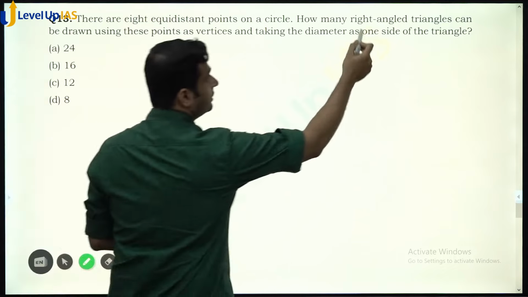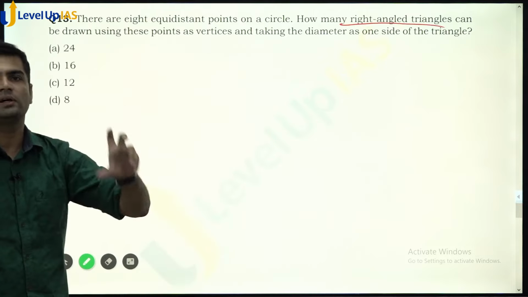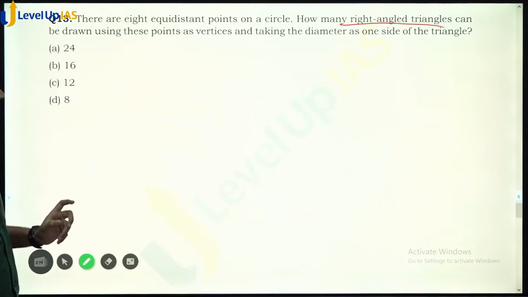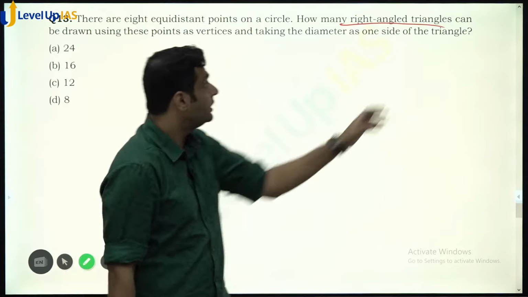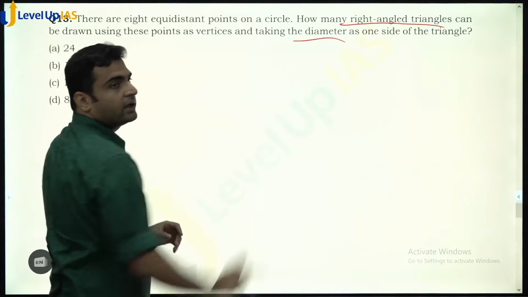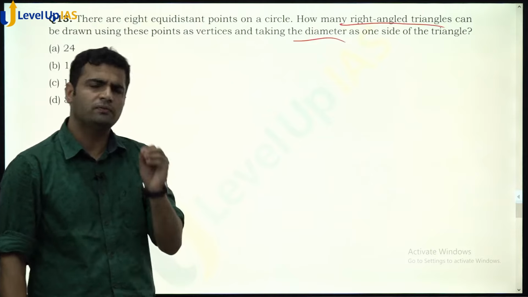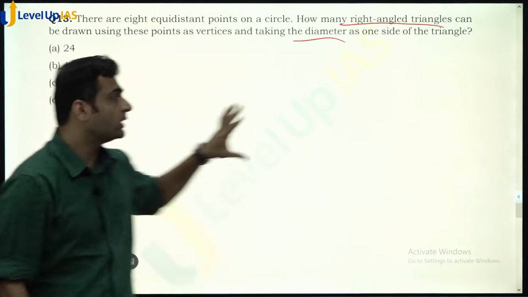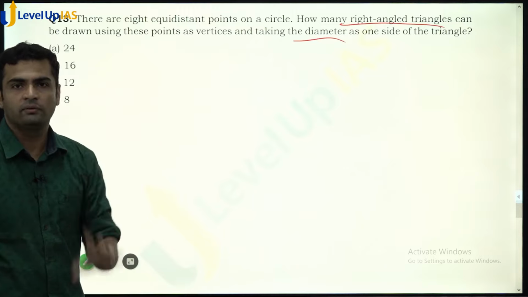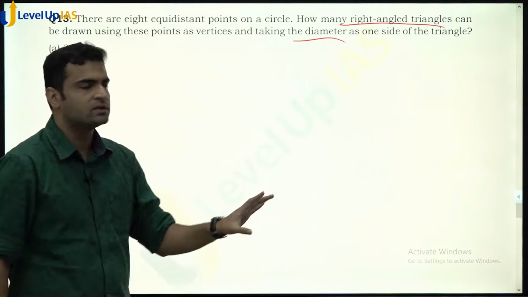Then the question talks about right angled triangle. So you need to know what is a right angled triangle and what is the relation between diameter and right angled triangles. These are the things you need to know, and if you know them, which is very elementary geometry, you can solve this question within half a minute. You don't need to count or do anything else. Anything else is not required.